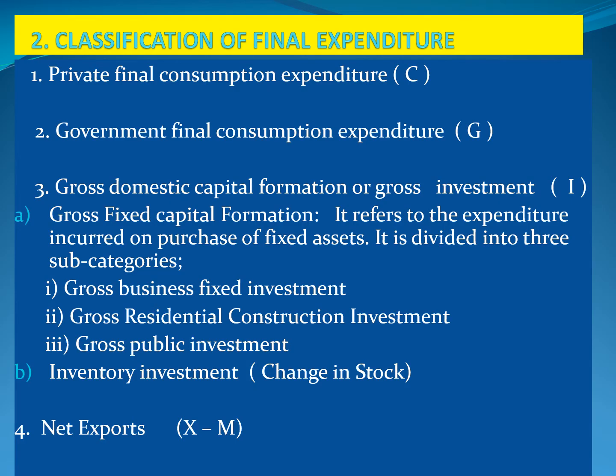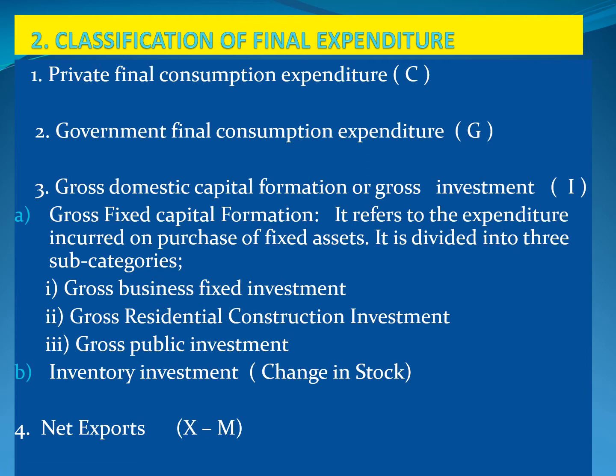The next step is the classification of final expenditure made by the four sectors of the economy which have already been stated in step 1. Now the first sector was the household sector, and the expenditure made by the household sector is known as private final consumption expenditure, represented as C.